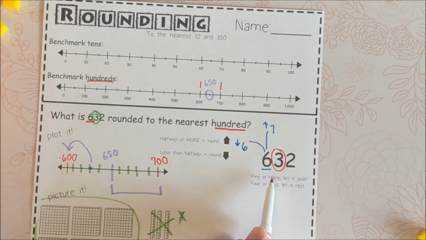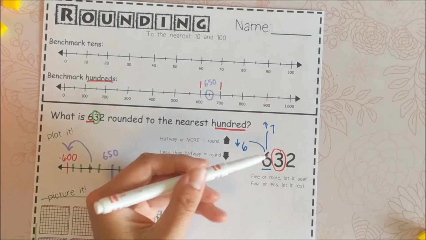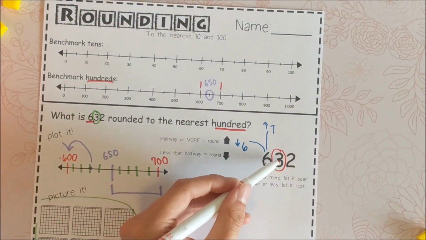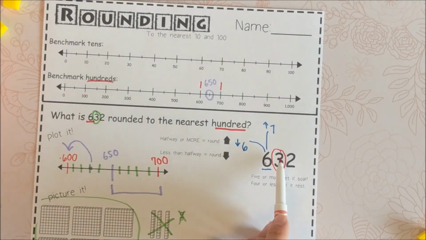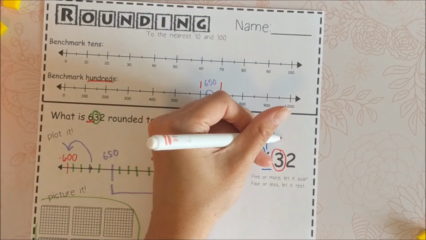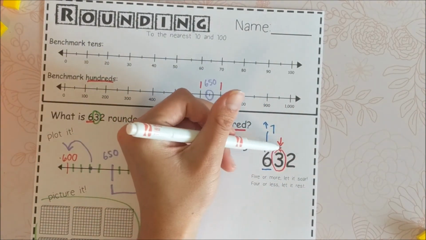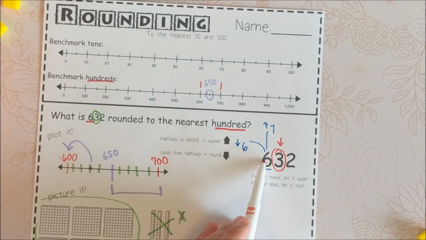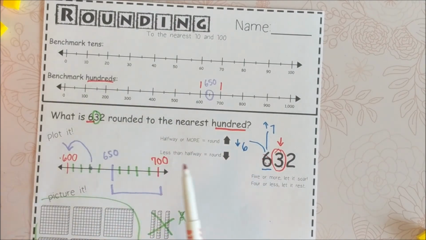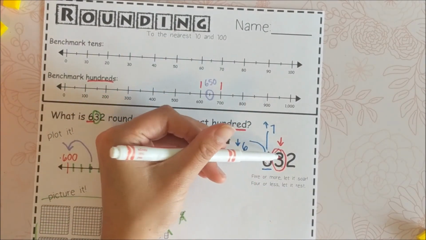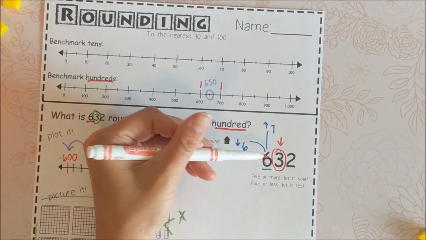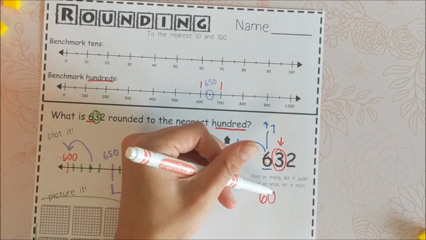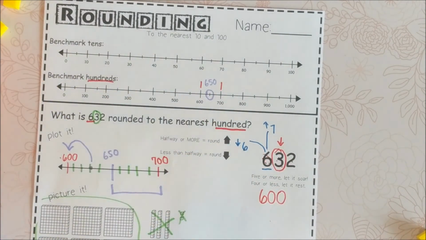If this number is 5 or more, let it soar, and then this guy rounds up. If this number is 4 or less, let it rest, because that halfway point would need to be 50. Well, 3 is less than 5, so we're rounding down. These turn into zeros no matter what, but you use this to help decide if you would change this digit or not. So since 3 is less than 5, we're going to round down, which means the 6 stays the same. And then these always turn into zeros. And that's how you get your answer.